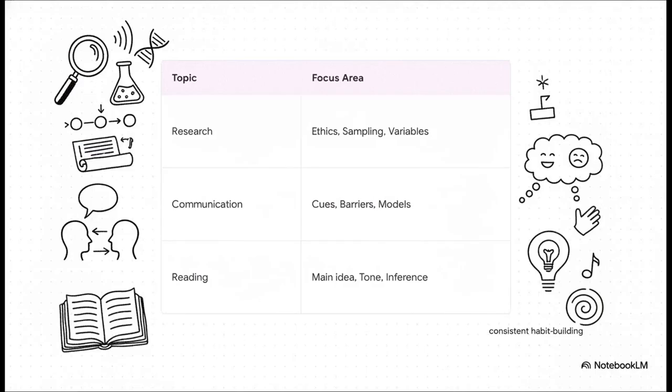Now, within this first bucket, you've got 3 other major pillars. For research aptitude, you really must master the fundamentals, things like research ethics, hypothesis formulation, and sampling techniques. For communication, you want to focus heavily on the practical applications, like understanding nonverbal cues and navigating classroom barriers. And finally, reading comprehension. This one is all about habit. Read short passages daily to quickly identify the main idea and tone. It's a total game changer, and it directly improves your accuracy.